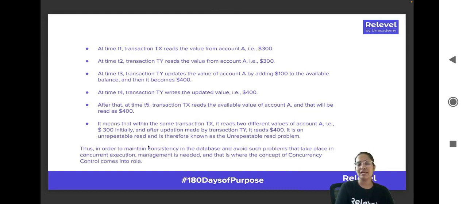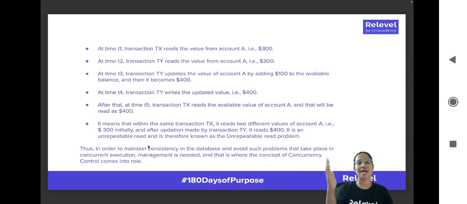It means that within the same transaction, let's say I am doing some transaction where I need to first read the value of account A, and then after some time I need to read the value of account A again. Now the issue is, earlier when transaction X accessed the data, it was $300. But now when it accessed it again, it became $400, right? So within the same transaction X, it is reading two different values. First 300 and then 400.